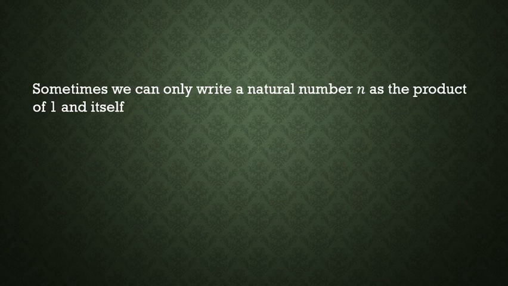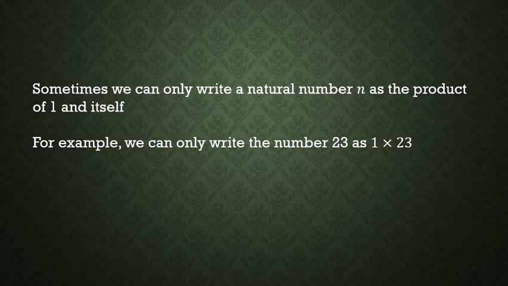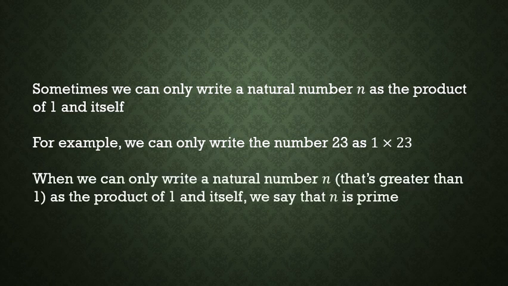But in some cases, we can only write a natural number as a product of 1 and itself. Case in point, if we take the number 23, the only way that we can write 23 as a product of 2 natural numbers is 1 and itself. When this is the case, and we specify that the natural number has to be greater than 1, so when we can only write a natural number as a product of 1 and itself, we say that n is prime. So for prime numbers, the only factors are 1 and itself. Composite numbers have factors other than 1 and itself.